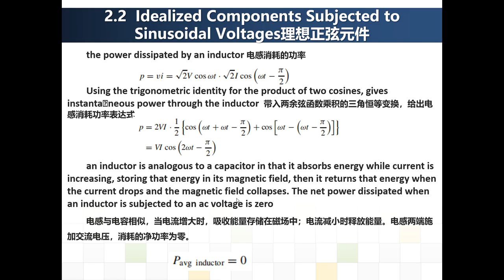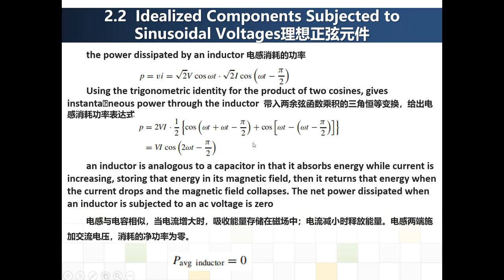Now let's look at the power distributed by an inductor. The instantaneous power is equal to the instantaneous voltage multiplied by the instantaneous current, which is equal to the square root of 2 V multiplied by cosine omega t, multiplied by the square root of 2 I multiplied by cosine omega t minus 90 degrees. Therefore, the instantaneous power P is equal to V multiplied by I multiplied by cosine 2 omega t minus 90 degrees.